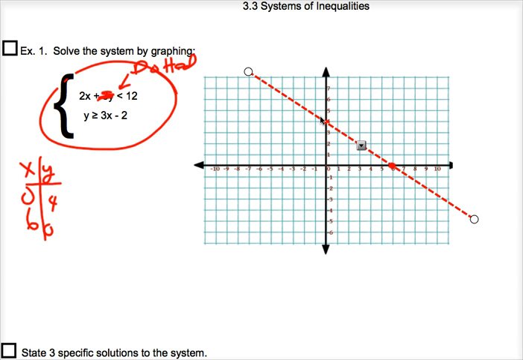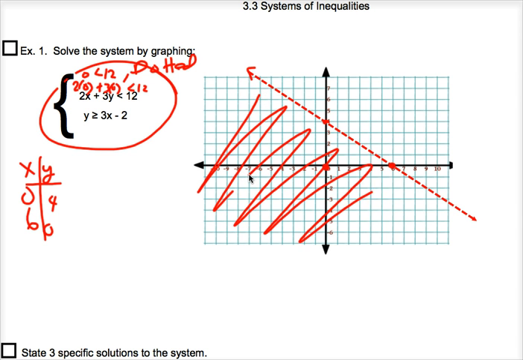Then I have to decide which way to shade. Again, when I decide which way to shade, I could plug in a point. (0, 0) is a good one to plug in here. If I plug in (0, 0), I get 2 times 0 plus 3 times 0 is less than 12. So I get 0 is less than 12. That's true. So I need to go ahead and shade everything over this direction here. Okay, so far my answers for the system are anything below this dotted line that I've just drawn.